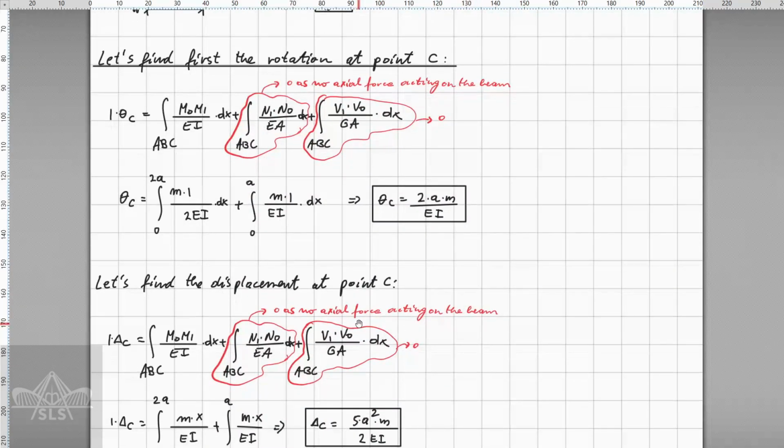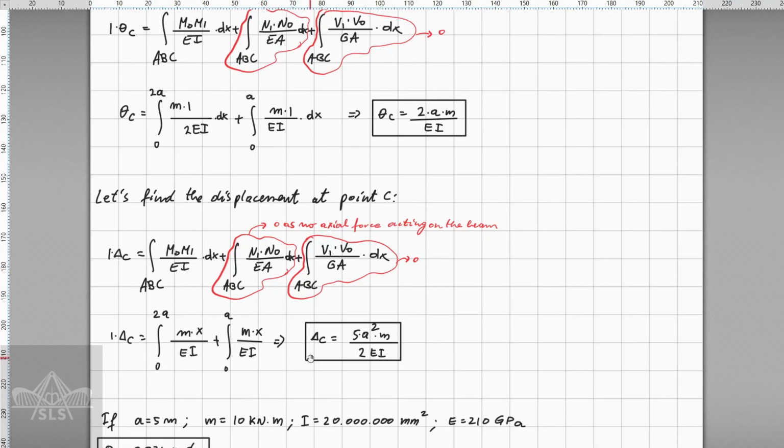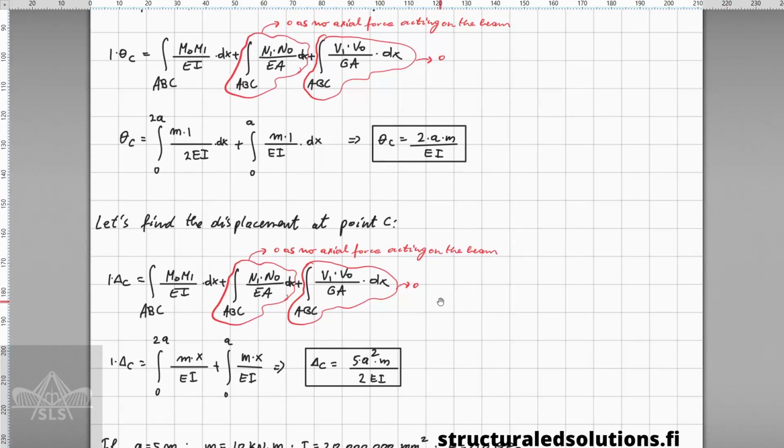Next, let's continue to define the displacement at point C, and in the same manner, shear forces and normal forces are going to be 0. Therefore, we use the integration and find the displacement at point C, which is going to be as shown here. Now, these two values are parametric, and in case something is going to change, like lengthwise, we can use these in order to determine the rotation and slopes.